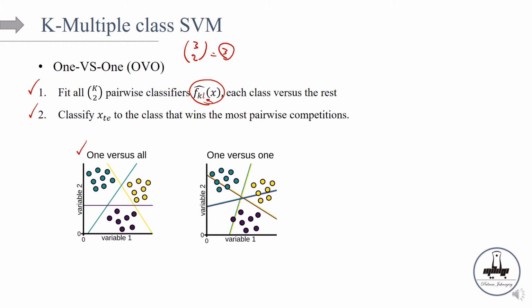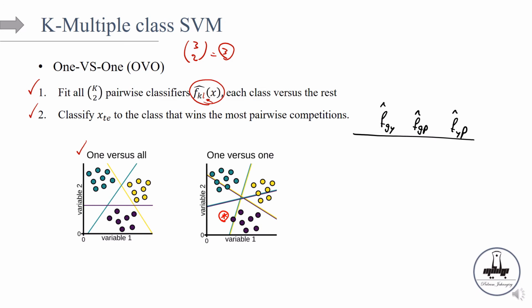I'm going to go ahead and define f hat of green and yellow, f hat of green and purple, and f hat of yellow and purple, right? And then let's say I have a test observation here. If this is my test observation, the model better classify it as purple, right? Because we already know that the answer should be purple. But let's see how it's doing the job in action.